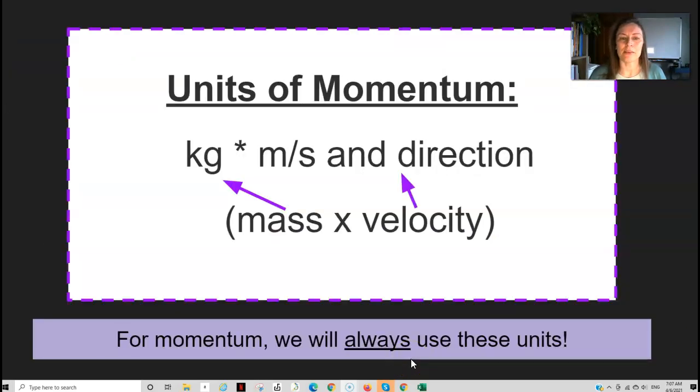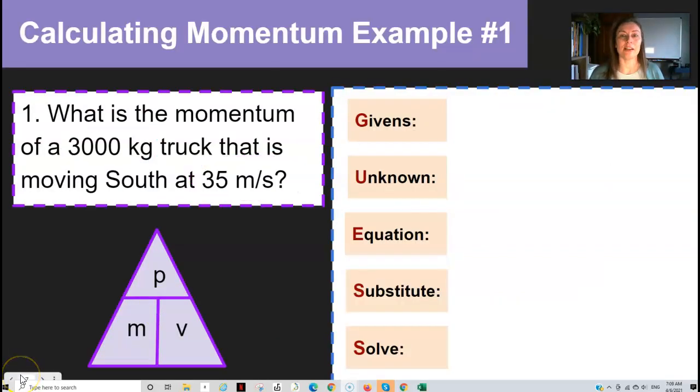The units of momentum are kilogram times meter per second, right? That's because the formula is mass times velocity. So this is a mass unit, this is a velocity unit. For momentum, we're always going to use these units. Let's take a look at some example problems. For these example problems, you can pause the video and copy down the problem, and then we're going to use the GUESS method to solve them.